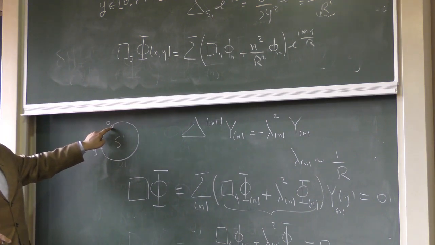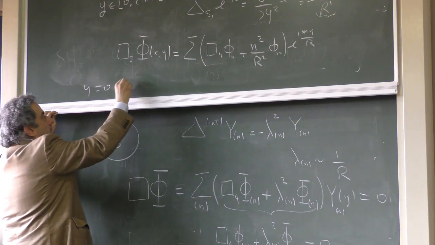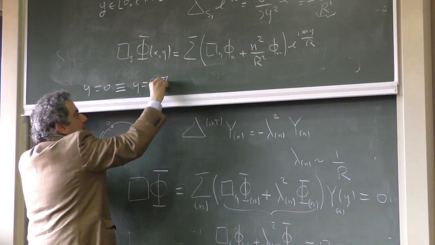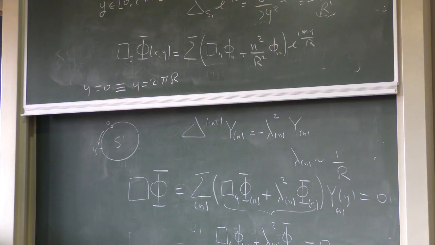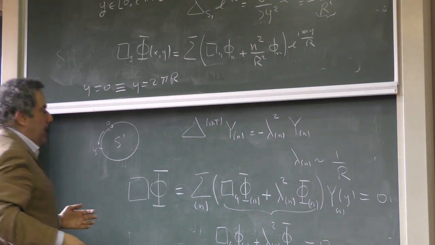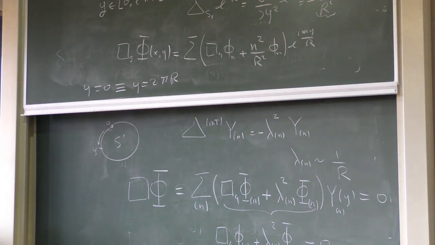It's open because there is an identification. So if you would close there, that would be overcounting. Because y equals 0 and y equals 2 pi r are the same point. So you would double count the same point. Okay? So this is the general mechanism that you would use, the general way of reducing these higher dimensional theories to 4 dimensions. Okay?